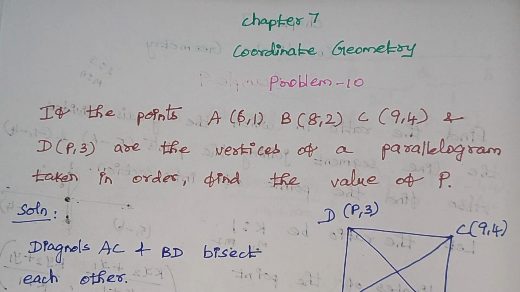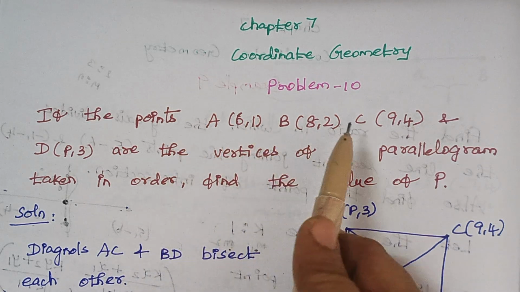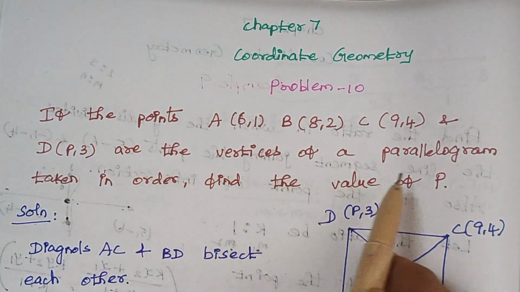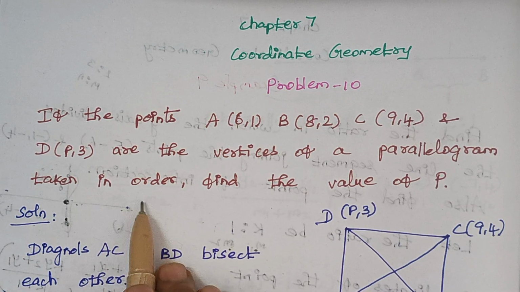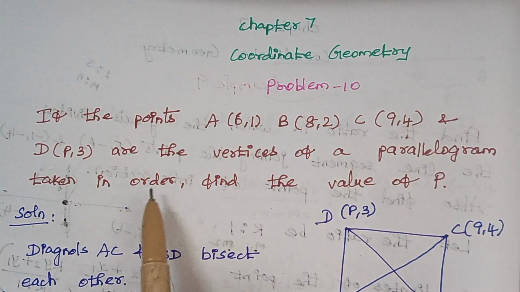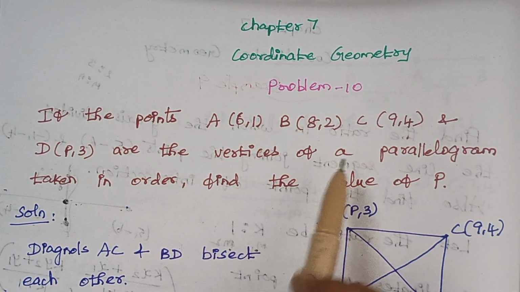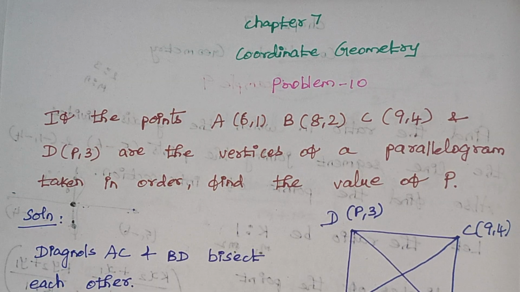Next we proceed with problem number 10. If the points A, B, C, D are the vertices of a parallelogram taken in order. Taken in order means you should always go this way, A, B, C, D. You should not change the order. It should be taken as it is given in the problem.